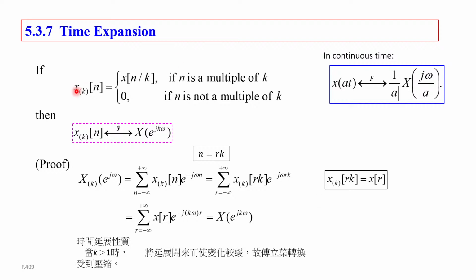And now we use this equation for all the non-zero values. x sub k of rk is just x of rk divided by k, which is x of r. So it's the sum over r from minus infinity to infinity of x of r, and this thing is e to the minus j. We can just group the k with omega together. Okay? And now this new omega is k omega, and this is the analysis equation for the Fourier transform of x of r, as big X of e to the j k omega. Okay.